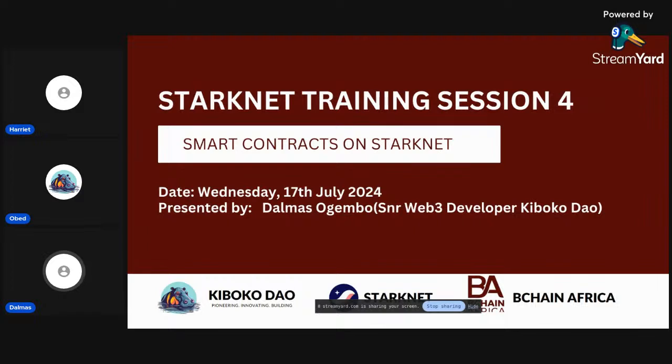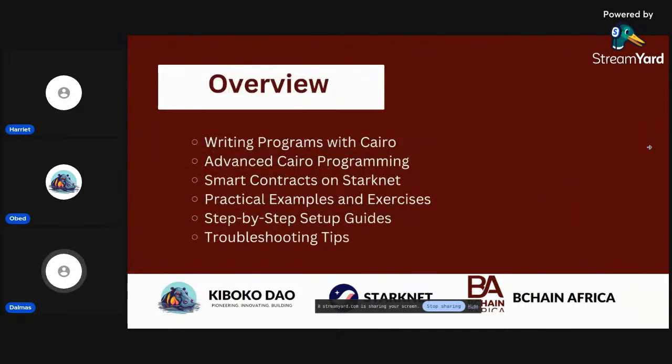So this is what we're going to cover today, being another session. So that's smart contracts on Starknet, session 4. So what will we be covering in detail? So we have writing programs with Cairo, advanced Cairo programming. So that is writing some Cairo and doing some advanced stuff. Smart contracts on Starknet, doing some practical examples and exercises, step-by-step setup guides, and also some troubleshooting tips.